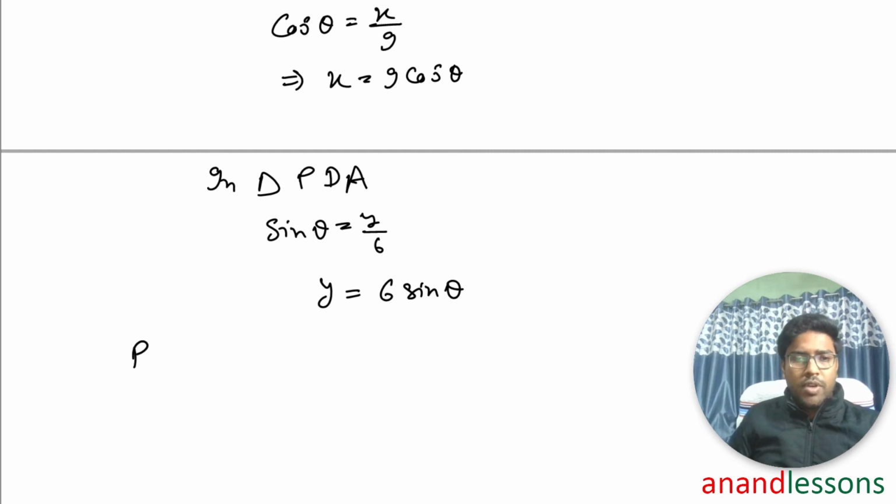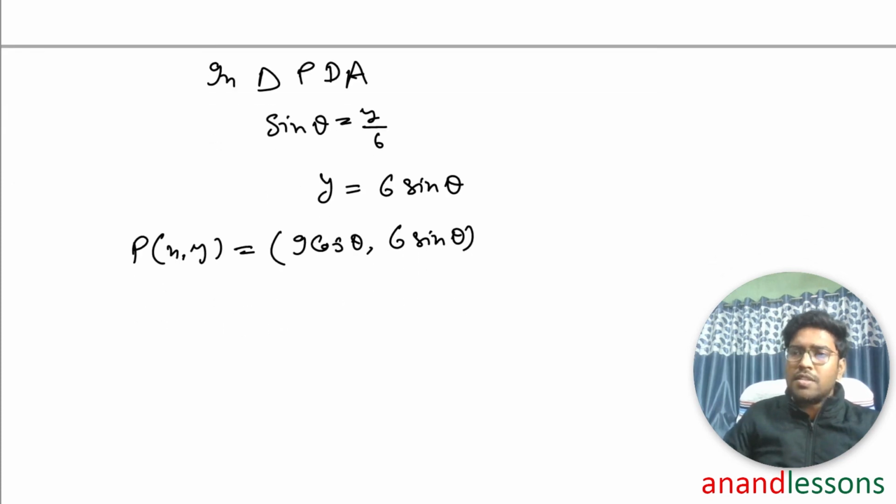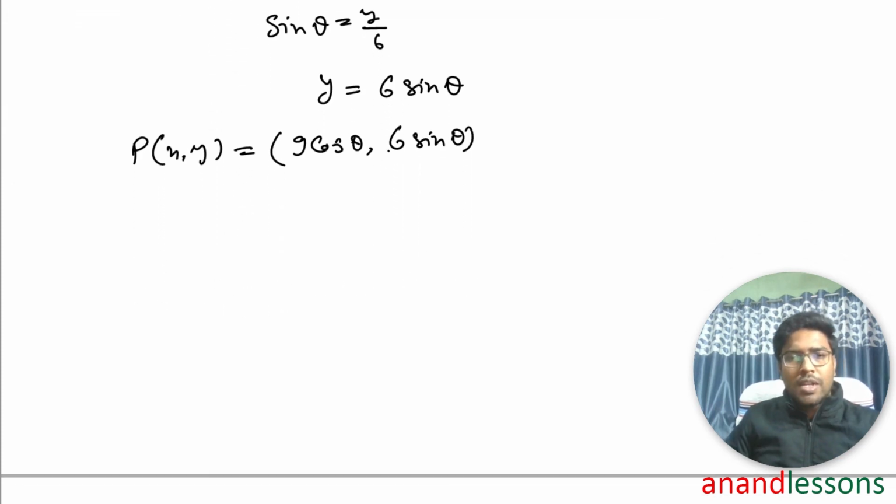So the point P(x, y) is now known in terms of theta, and that is (9 cos theta, 6 sin theta). The only thing left is to find a relationship between x and y. These are the coordinates for all possible positions of the rod AB in between the axes. Okay, so x is equal to 9 cos theta. How can we relate this x and y? y is 6 sin theta.